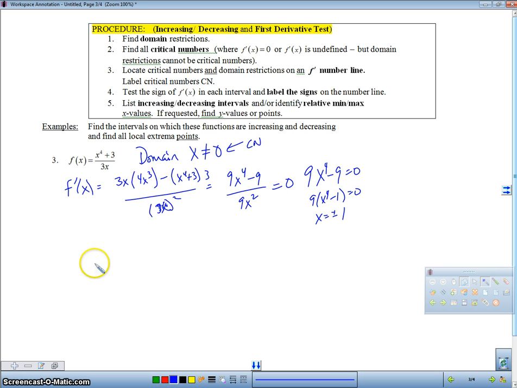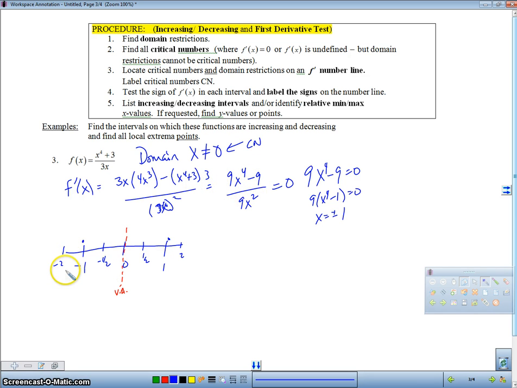Let's put our critical values on our number line. We've got -1, 0, and 1. Something I like to do is put a little dash here. What does that dash mean? Vertical asymptote. That helps me know there's going to be a vertical asymptote there. So let's pick values: -2, -1/2, 1/2, and maybe 2. And when we plug those in, remember we're plugging them into our derivative.